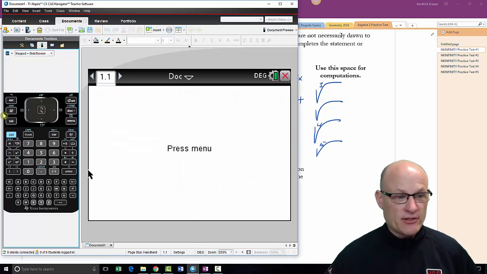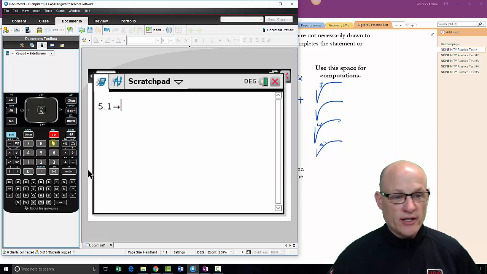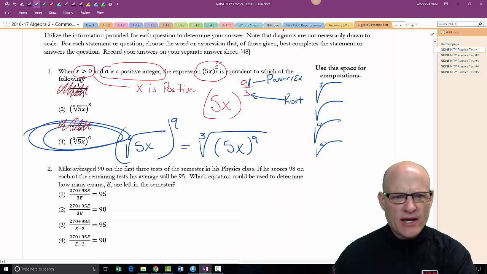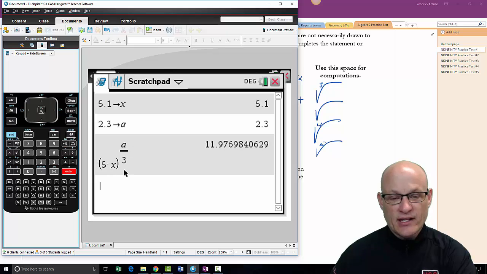Well, you simply could cheat by just saying, okay, let's do 5.1, control var, x. Oh, got to go into calculator mode. 5.1, store it into x. And then 2.3, control var, a. Enter. And then just type this in, 5x to the a over 3, parenthesis, 5x raised to the a divided by 3. Hit enter. There it is. Looks exactly like I typed it in.